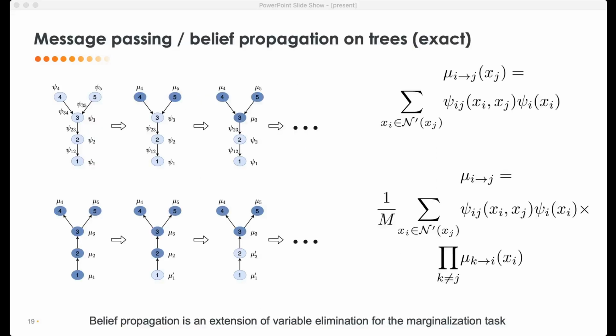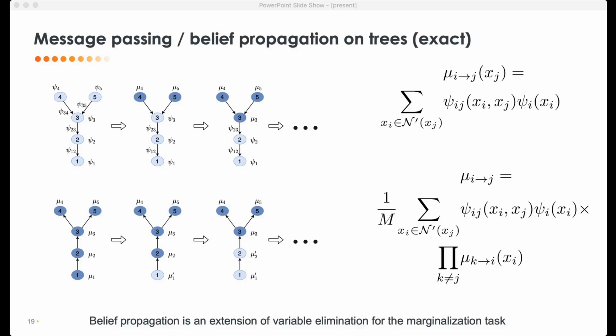Okay, that was variable elimination, which is an exact algorithm to marginalize graphical models. There is another approach which generalizes variable elimination called belief propagation, message passing, or the forward-backward algorithm. Message passing got lots of attention recently in the study of the expressive power of graph neural networks because of its relation to the graph isomorphism test.